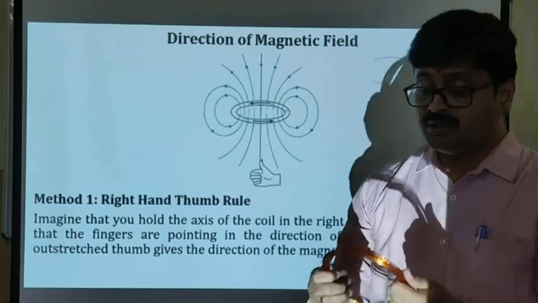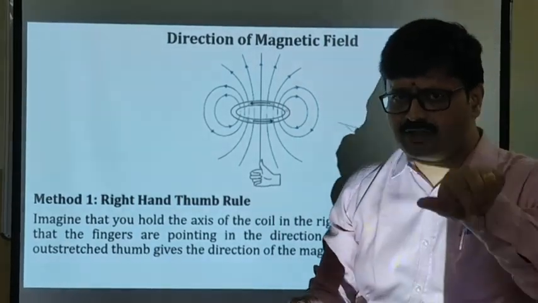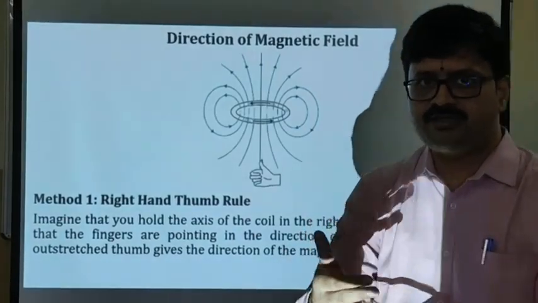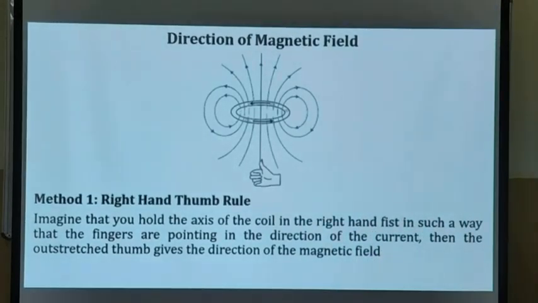I hope my explanation is clear to you all. So this is the same thing. I suggest you take one ring and try to practice in this way, the way I have shown in the discussion. Now let's proceed to our next part.